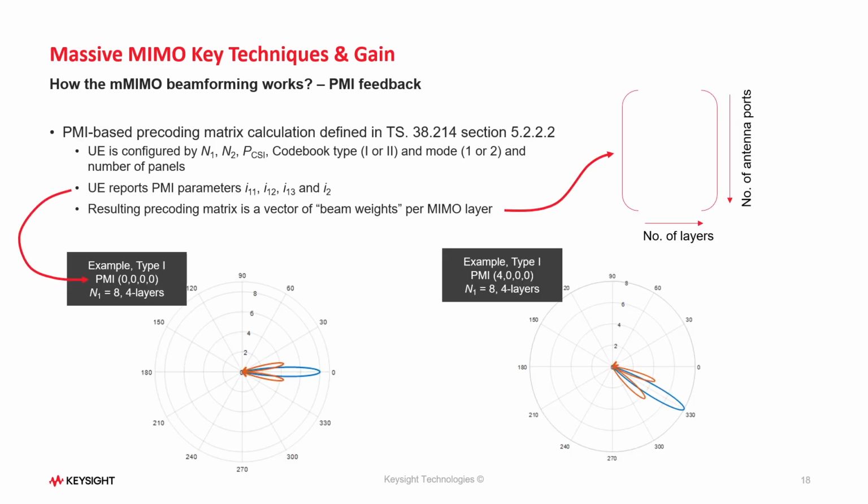And some further details about the PMI feedback and the PMI-based precoding matrix calculation. The UE is configured by the basic antenna topology parameters: number of elements in horizontal domain, number of elements in vertical domain, codebook type and codebook mode, and number of panels at the base station. The UE determines the optimal precoding matrix based on the specified set of options, and reports back to the base station the PMI parameters i11, i12, i13, and i2. These 4 parameters together with the antenna array geometry define the resulting beams with the chosen precoding matrix.